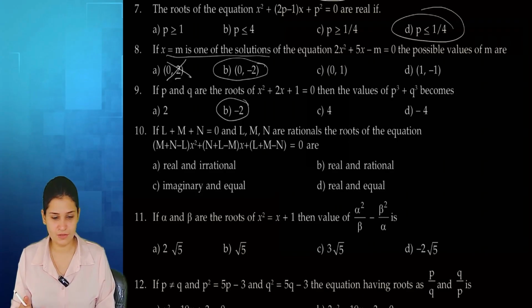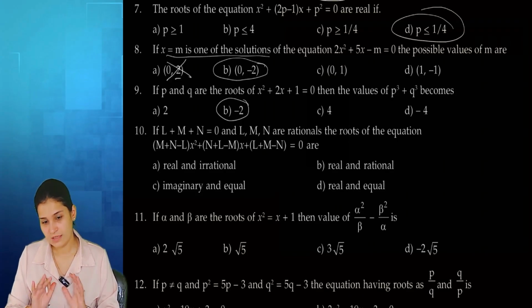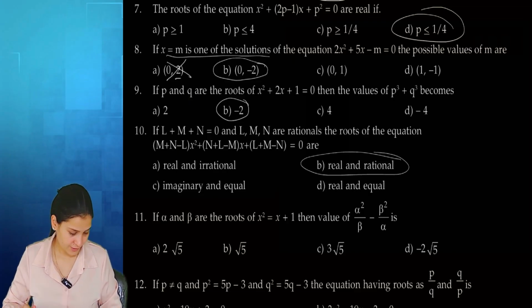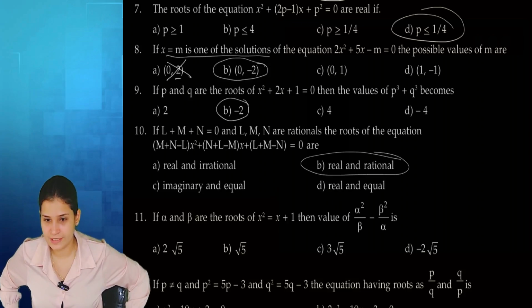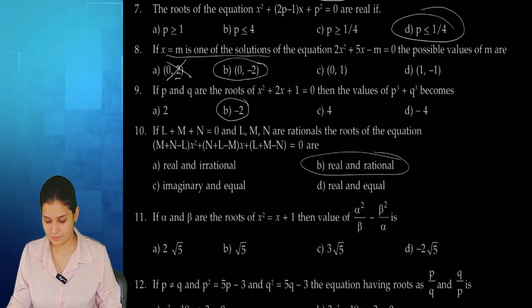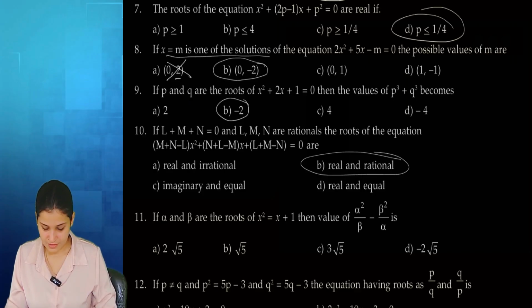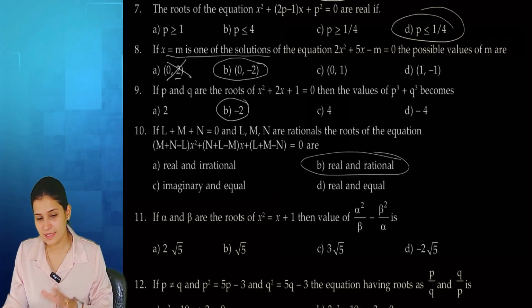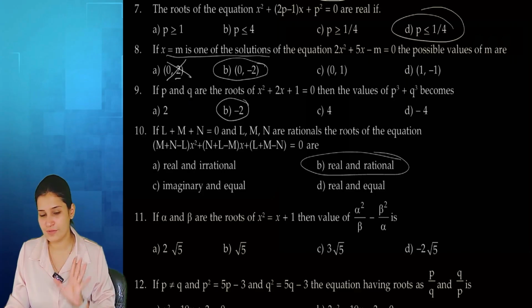Okay, 10 is one which comes also in exam sometimes, and we are not doing the working. I'll send it in your group if you still want to learn. Question 10. The answer is real and rational. What do we want? If L plus M plus N is 0 and these are rational, the roots of the equation, find the discriminant and put this value there. That is what we are supposed to do.